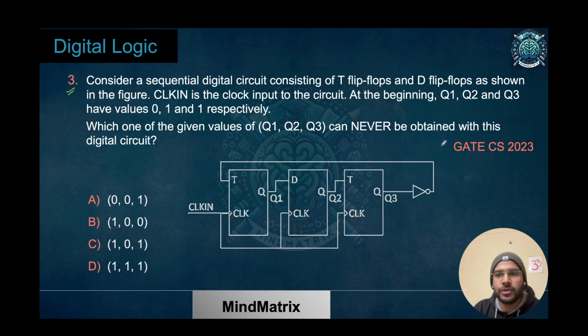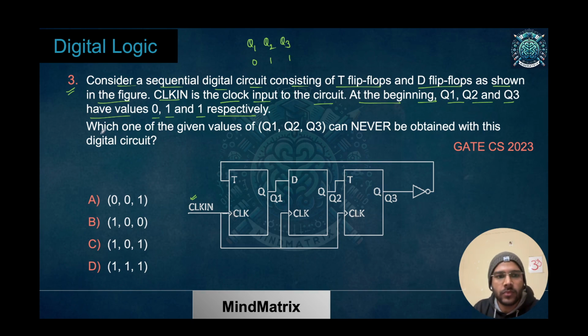So here we have the third question, that is from sequential circuits. Consider a sequential digital circuit consisting of T flip-flops and D flip-flops as shown in the figure. Now clock in or CLK in is the clock input to the circuit. As we can see, we are giving the clock to every flip-flop, right? That is the input clock. Now at the beginning, that means at the initial stage, Q1, Q2 and Q3 have values 0, 1 and 1 respectively. That means initially, the initial values are 0, 1 and 1.